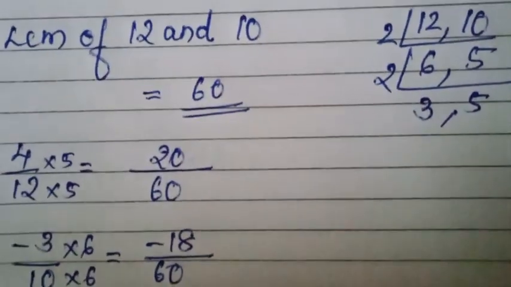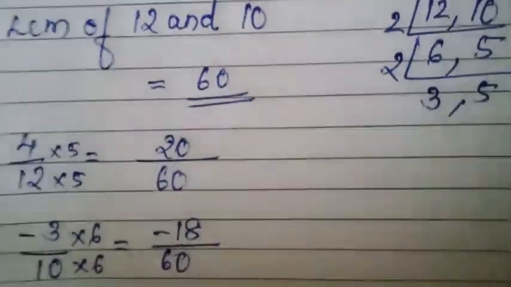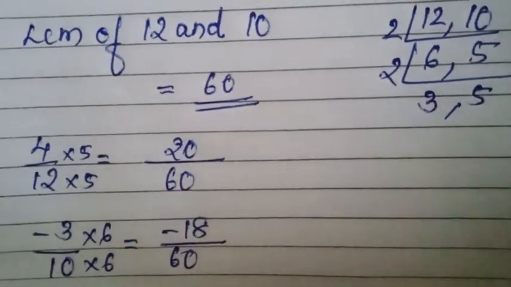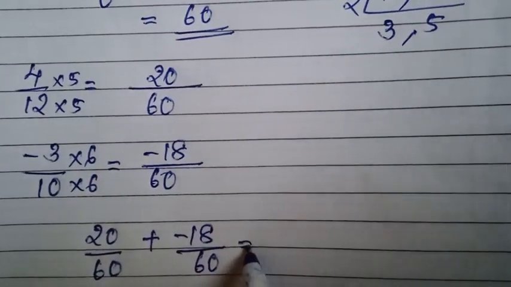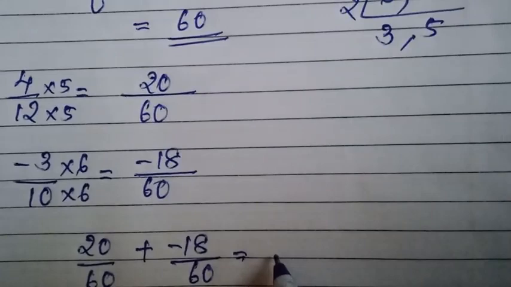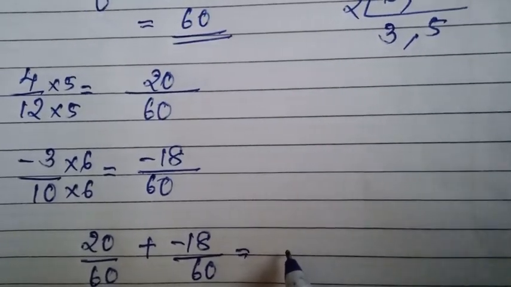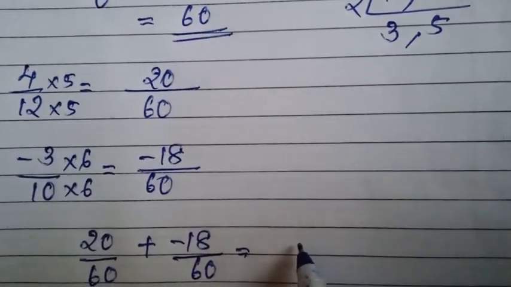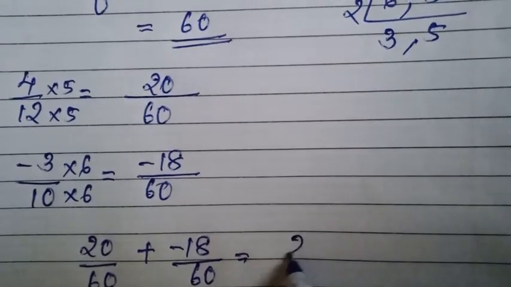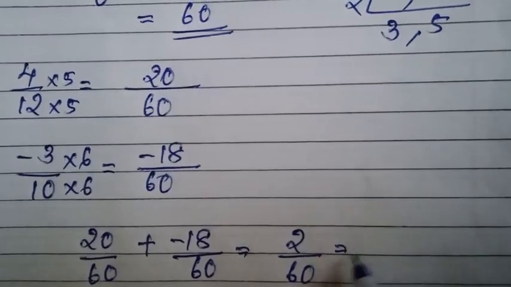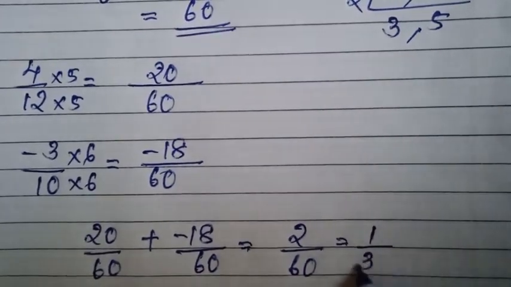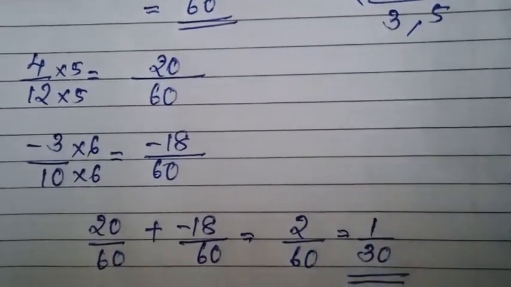So shall we add? Okay. 20 by 60 plus minus 18 by 60 equals, we have a negative integer and a positive integer on addition. We will subtract it and put the bigger number's sign. So 2 divided by 60, and if we divide it by 2, we will get 1 by 30. Understood?